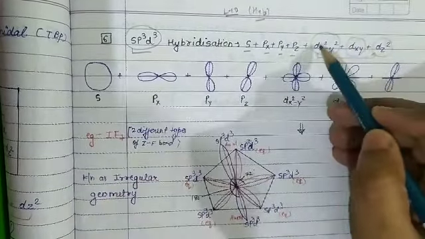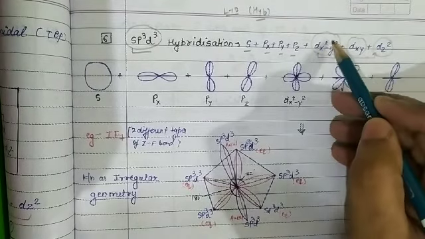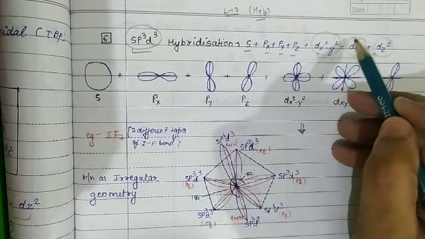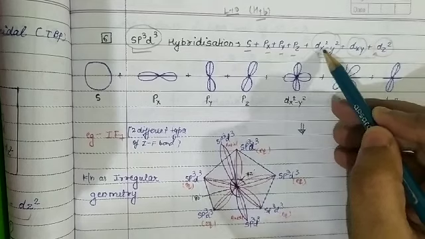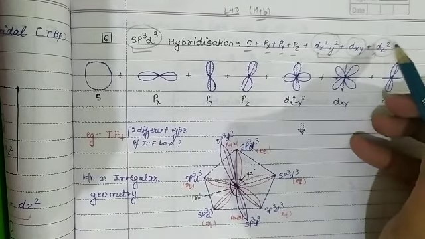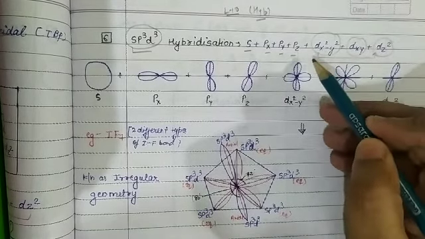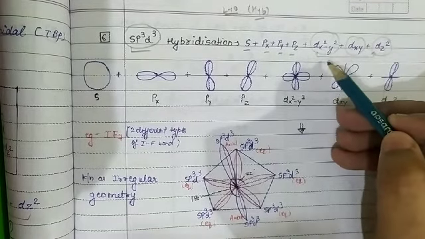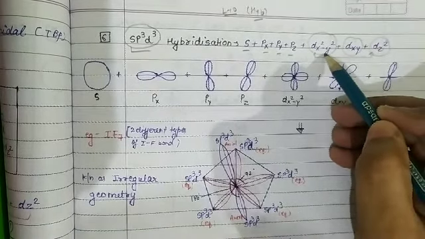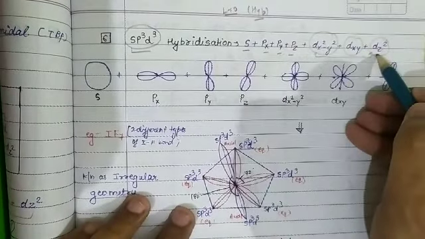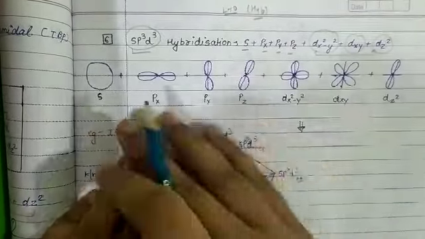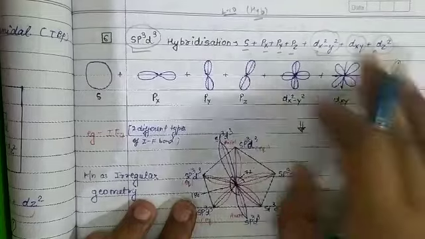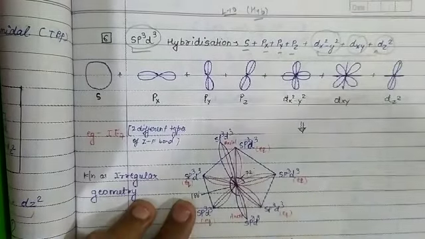See, there is a wrong hybridization of d orbitals given in some books. In some books it is given as dxy, dyz, dxz, which is wrong. So the correct d orbitals which participate in hybridization are dx square minus y square, dxy, and dz square. So these orbitals undergo hybridization in sp3d3 hybridization.